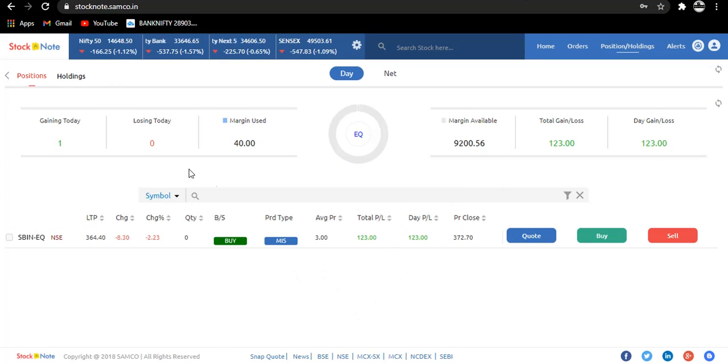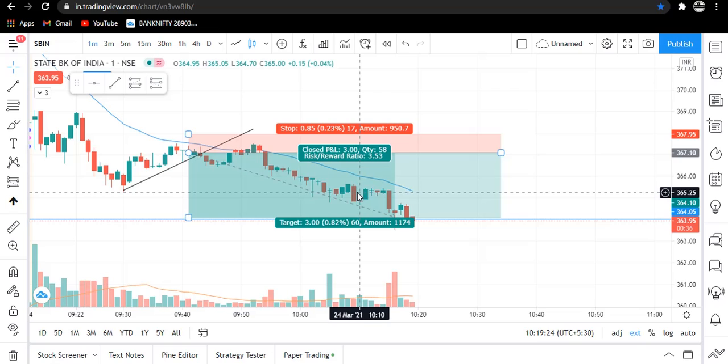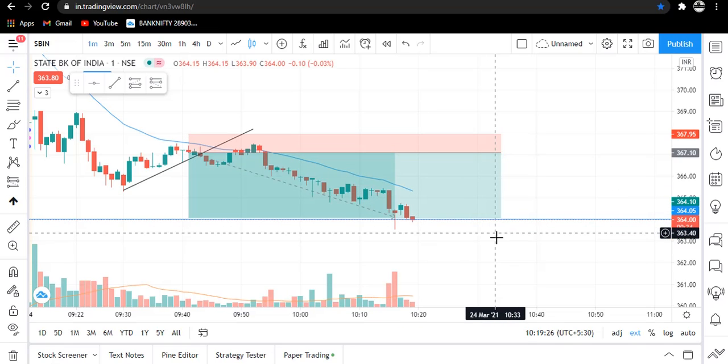This is the terminal of Stocknote which is of Samco. Traders, I take trades over here and you can see our today's total profit is 123. Okay traders, and you can see I have taken only one trade in SBIN and we have booked a profit. Okay traders, I know I am learning, so our profits are small but we are getting a good percentage of return.